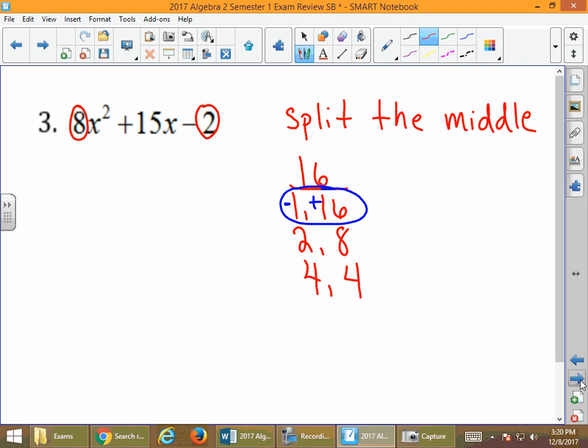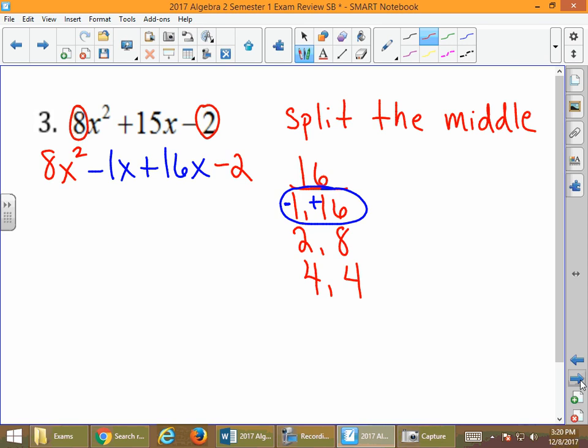So when we simplify this here, or when we put it back into our problem, we are going to have 8x squared plus, minus 1x plus 16x minus 2. So we split that 15x into negative 1x plus 16x.